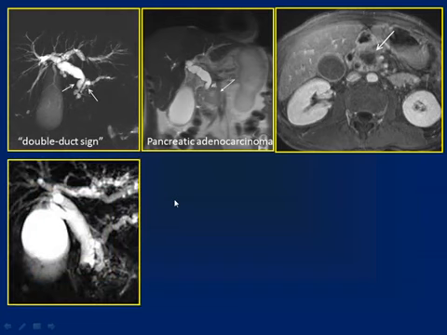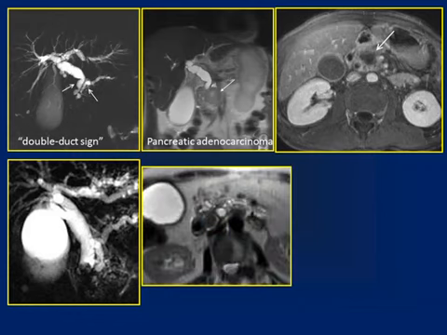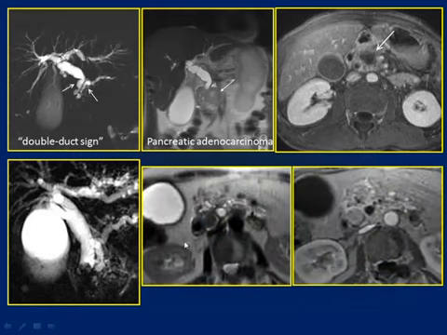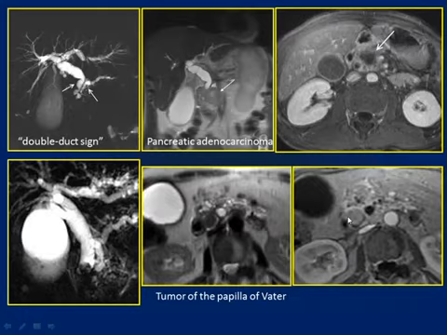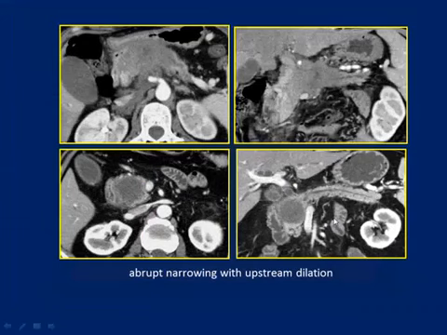Another example of double duct sign, dilation of the two ducts with a filling defect at the distal common bile duct, which may resemble large stones. Here we have always to refer to the axial or coronal images, and in this case it is rather obvious that this lesion is enhancing following contrast administration, and this was a case of tumor of the papilla of Vater.